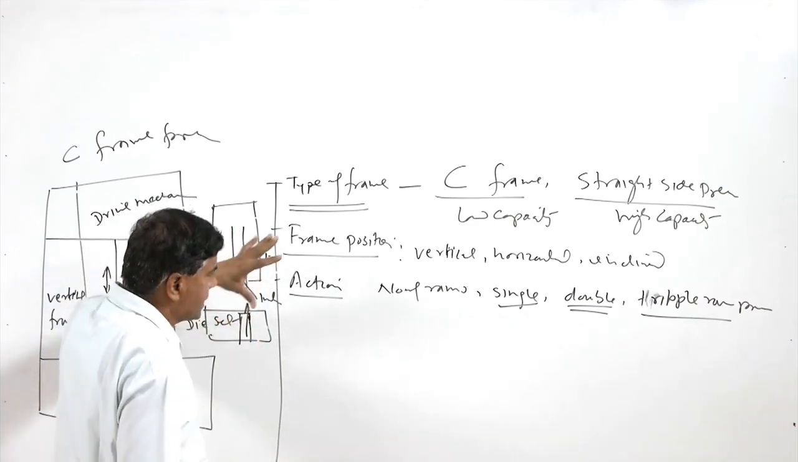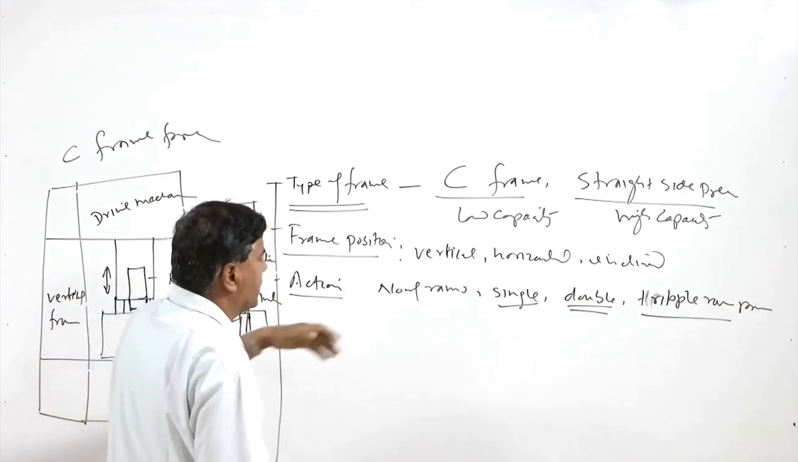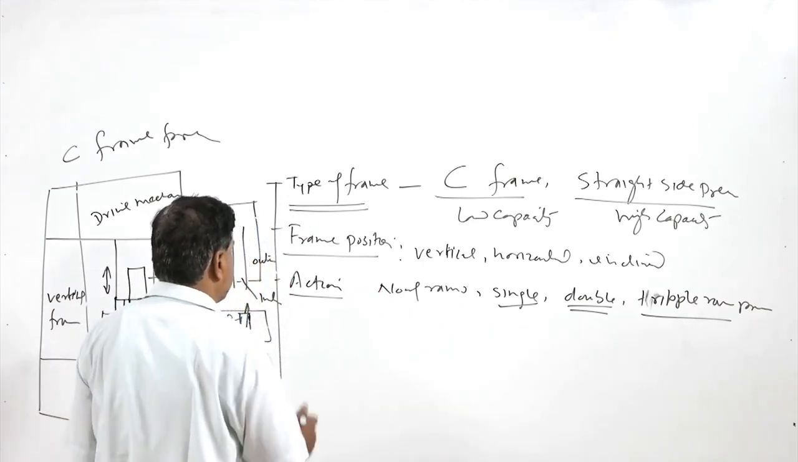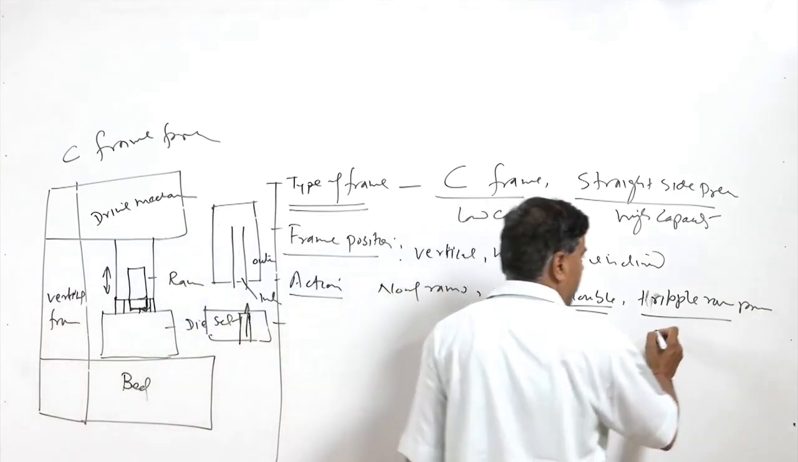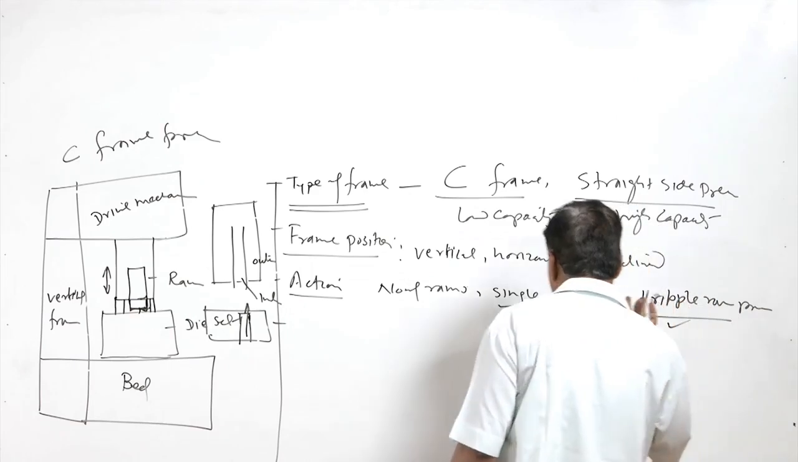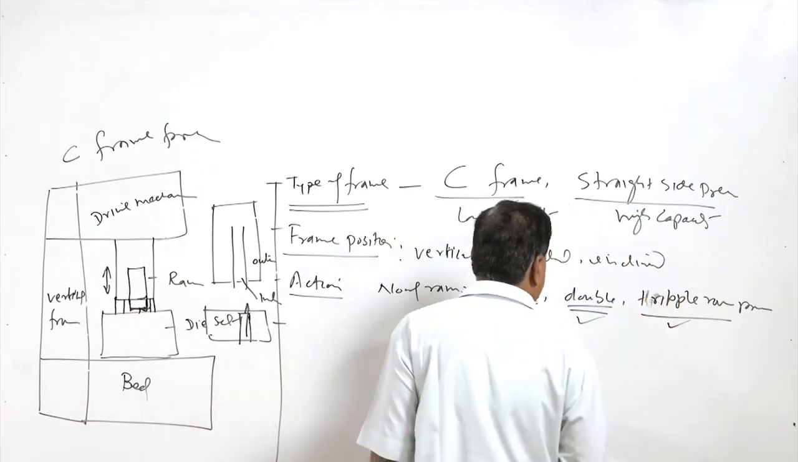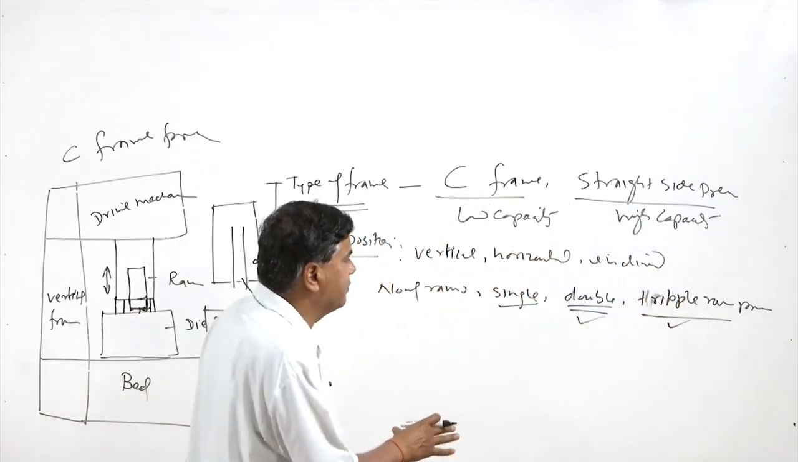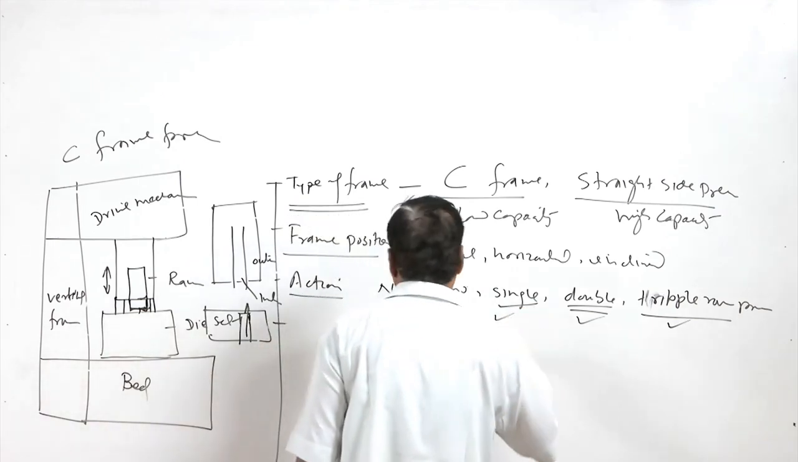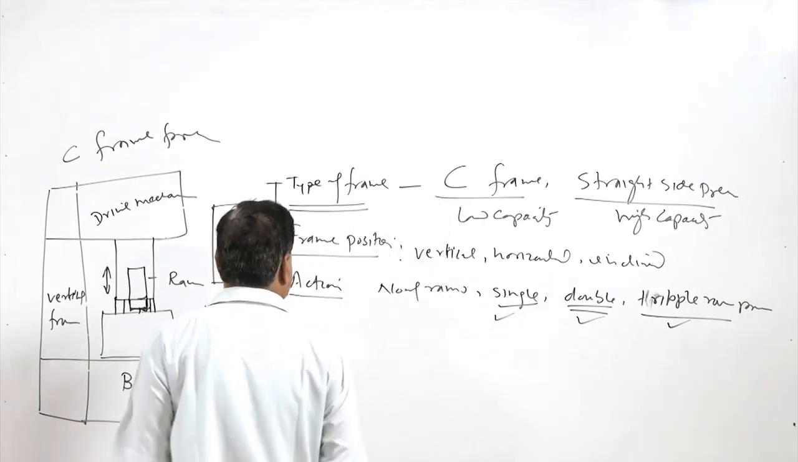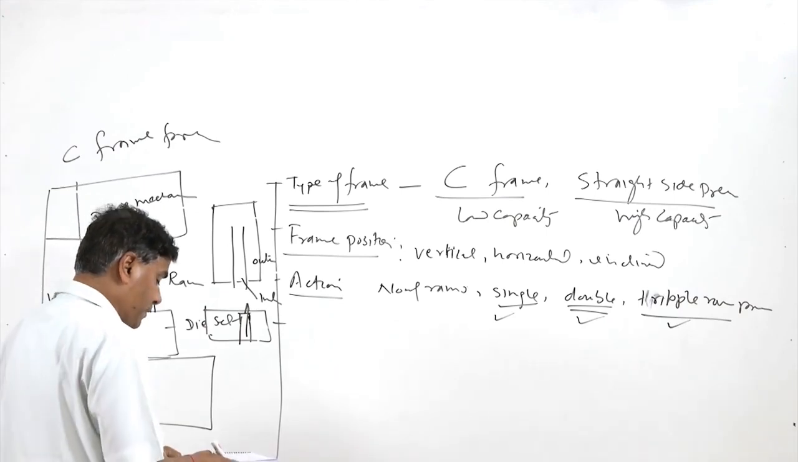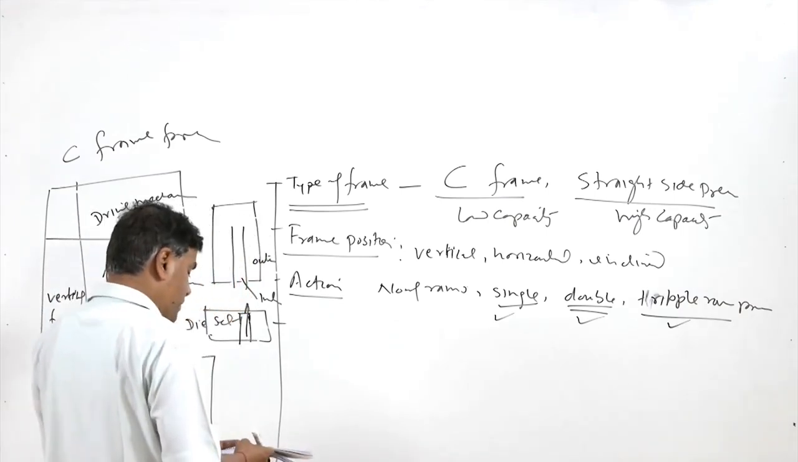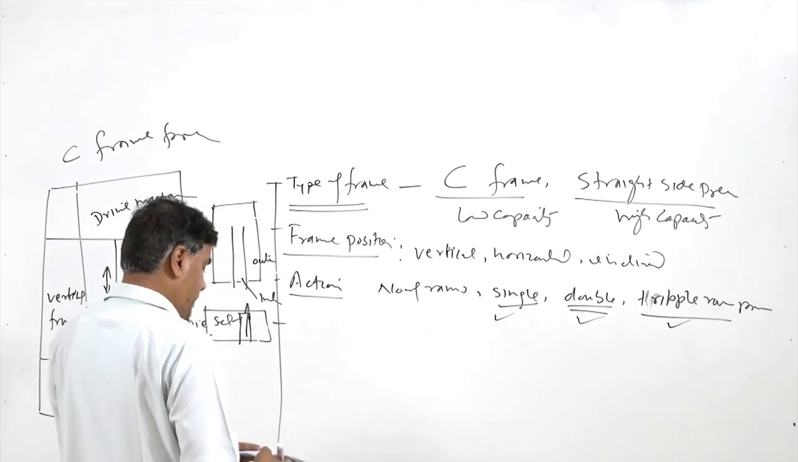So, in this case three rams are used in case of the triple ram press. For more complex operations to be carried out in one go, triple ram presses are used, otherwise the double ram press is mostly used for drawing kinds of operations, and then single ram presses are used for punching and blanking, etc.